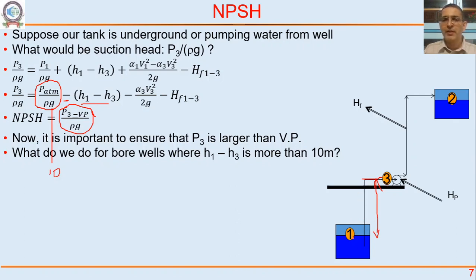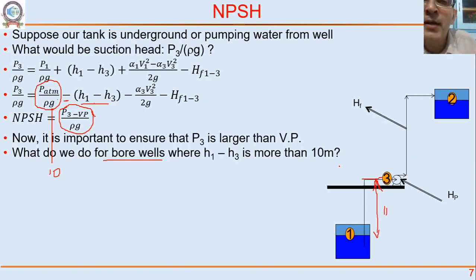So let's say this difference is more than 10 meters, let's say it is 11 meters. Now it will be 10 meters, P atmosphere by rho g, minus 11. Obviously the pressure will become negative, and obviously it will vaporize somewhere here itself before it goes into the pump, right? So now I should locate this pump lower and lower. So think about what is done for bore wells. Find out for yourself how we do it for a bore well, where H1 minus H3 is typically very large.